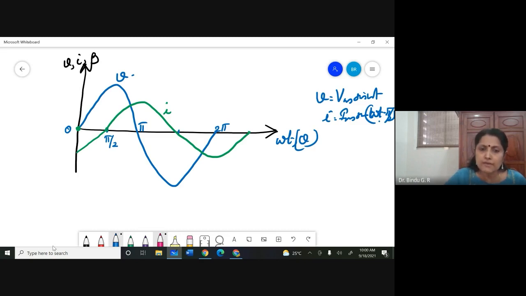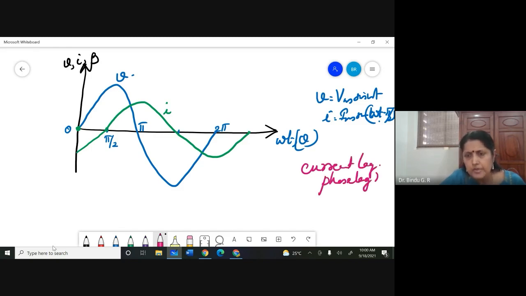One more thing you must always remember: current lagging, you say phase lag; current leading, you say phase lead. All the lag and lead of the phase is with respect to current. So in our case, the current is lagging, and you can say that in a purely inductive circuit, the phase angle lag is pi by 2.